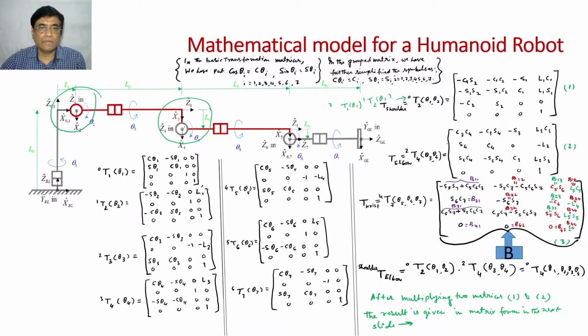Elbow roll and elbow pitch. So about Z3 is the roll, about Z4 is the pitch. So again for the elbow, we are trying to create the transformation matrix of 4 with respect to 2, that is, the elbow with respect to the elbow joint.